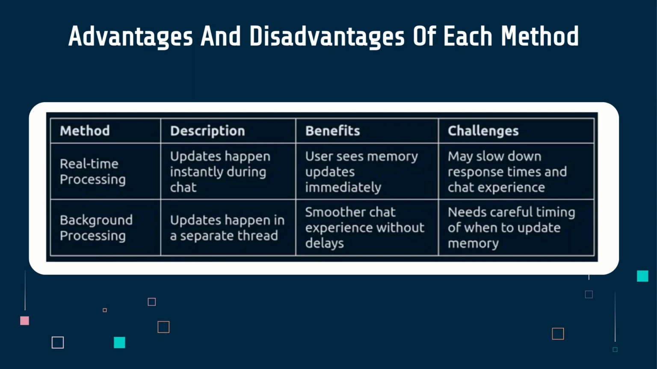So the chat goes on, and then there's maybe another server somewhere, or another thread on your application, that is updating the memory. So the chat is not interrupted. Smoother chat experience without any delays, right? Because there are two different threads, one handling the chats, another one handling the memory update, which maybe runs after every 10 minutes. So the challenge is that it needs careful timing of when to update memory.